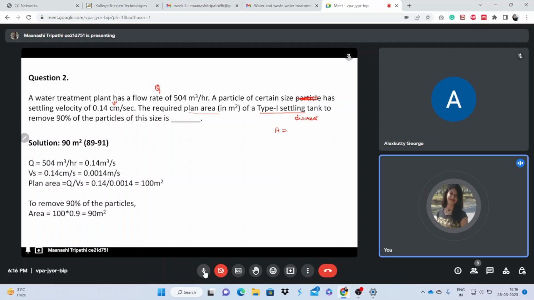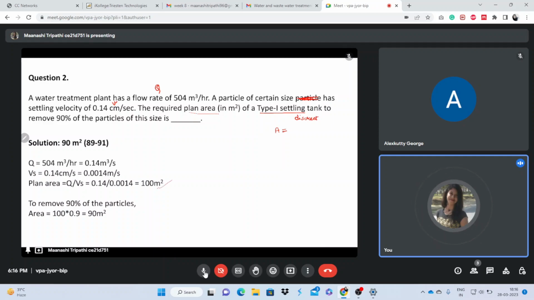So the plan area required will be very simple. We have Q, we have Vs. Because this is a discrete particle, there will be no role of flocculation and all. So we can directly divide Q by Vs, and this is what we got.